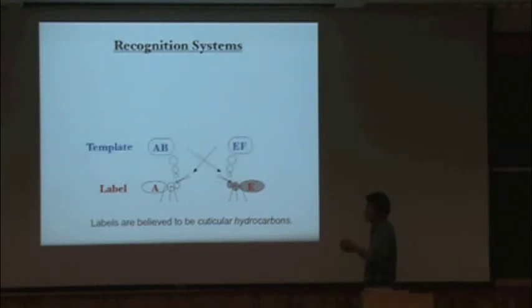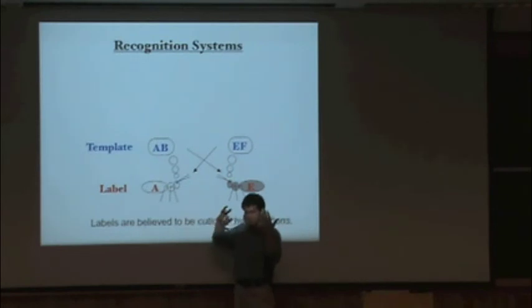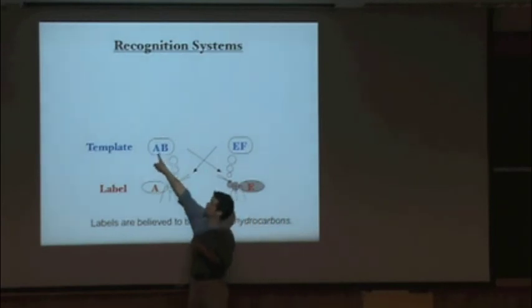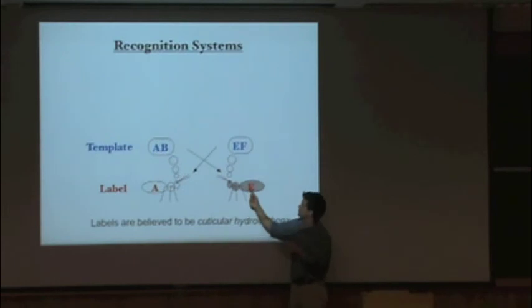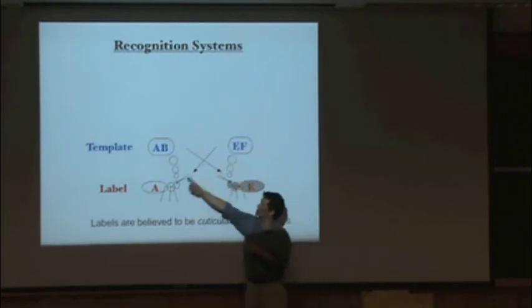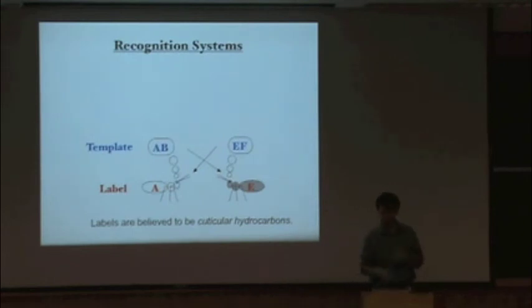But you also have to have some idea of what labels you're going to accept as nestmates, right? And this is what's called a template, this idea in the head of ants of what's acceptable in terms of labels. So this ant carries label A, but it's willing to accept any individuals that carry label A and B. Same thing here, this ant from a different colony has a different label, and also has a different template. They run into each other, they sniff each other's hydrocarbons, and there's a mismatch between the label and template, and so they both attack each other or reject each other as non-nestmates.